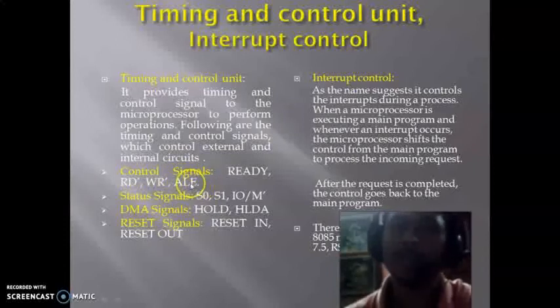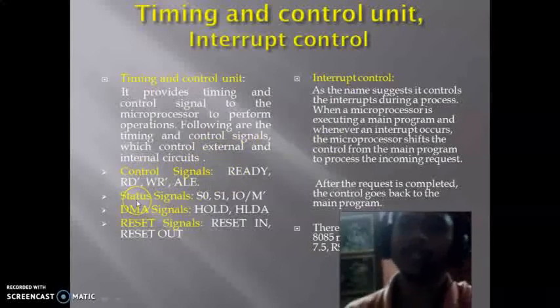So if you want to segregate this address and data, then we have to use the ALE signal. When the ALE is high, then the multiplexed lower order address data bus behaves like an address bus, and when the ALE is low, then the multiplexed address data bus behaves like a data bus. So these are the control signals.